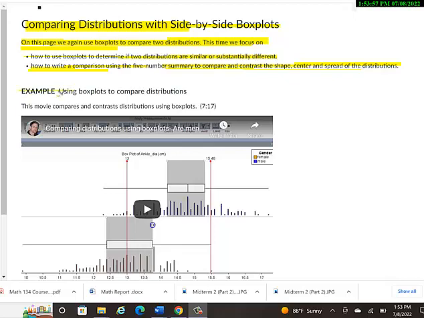There's a video below that you can watch. It's a little over 7 minutes long, but it's about using box plots to compare distributions. It compares and contrasts distributions using box plots. It's a good one to watch, so I definitely do that. I'll try to keep it short so that you have 2 shorter videos to watch now.